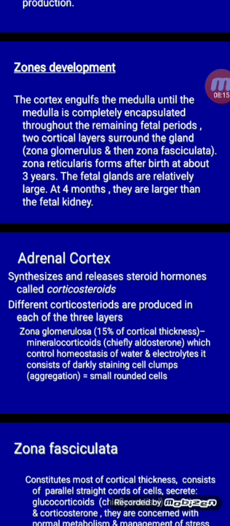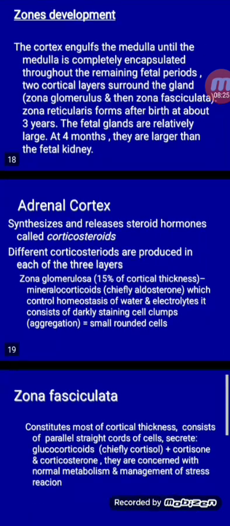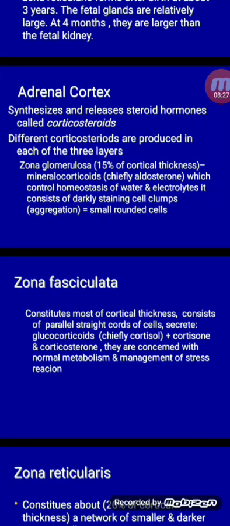But postnatally the zona reticularis appears. The fetal glands are relatively large. At 4 months, they are larger than the fetal kidney. The cortex synthesizes and releases steroid hormones. This is a very important function: corticosteroid hormones. Different corticosteroid hormones are produced in each of the 3 layers or 3 zones.